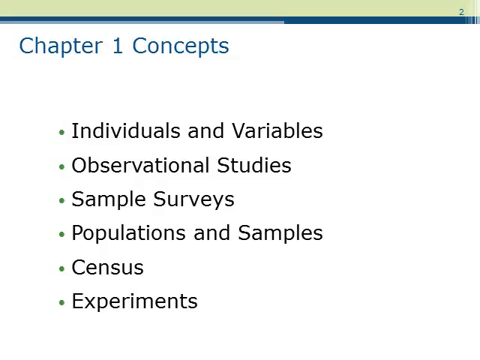The first part of this course is concerned with collecting and classifying data. As you will quickly learn, there is a large amount of vocabulary in part 1 of this course. It is expected that you know all these terms, so be sure to record and understand each new term that appears throughout the semester. The terms and concepts that we will discuss in Chapter 1 are individuals and variables, observational studies, sample surveys, populations and samples, census, and experiments. Now you may already have a sense of what these terms mean, but we will give formal definitions for each of them in the slides that follow.